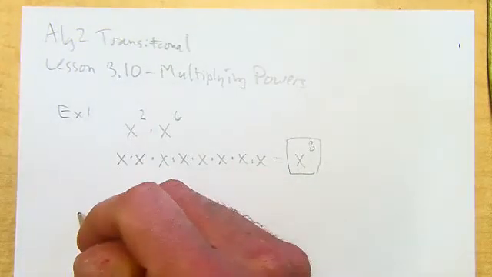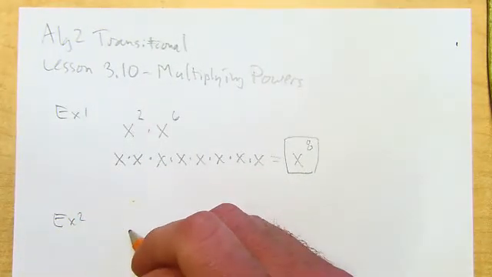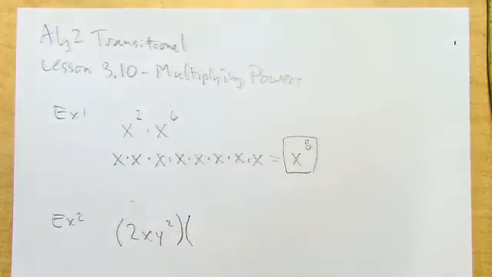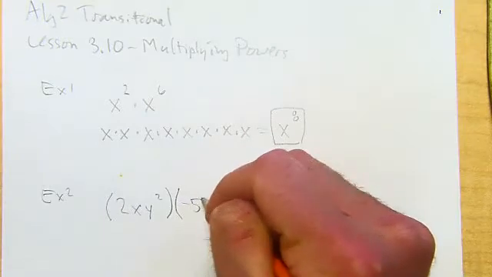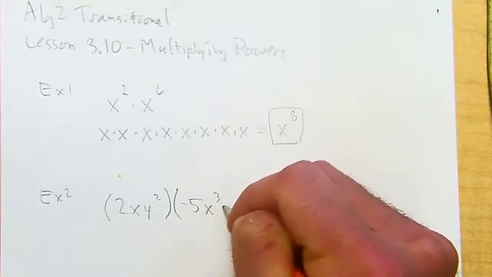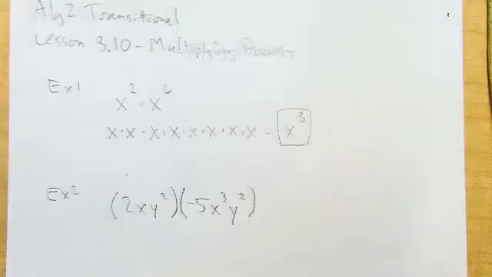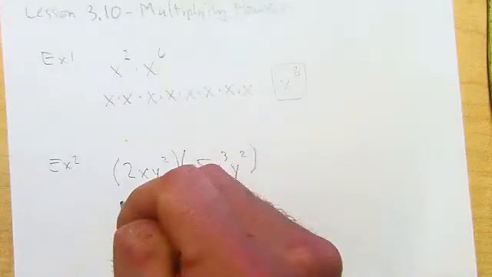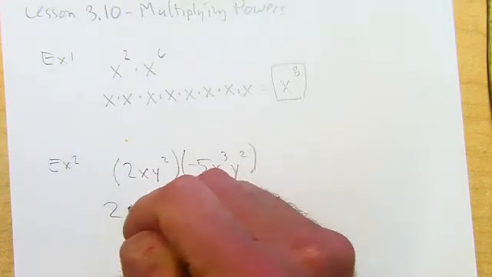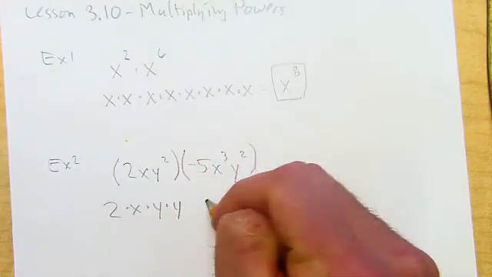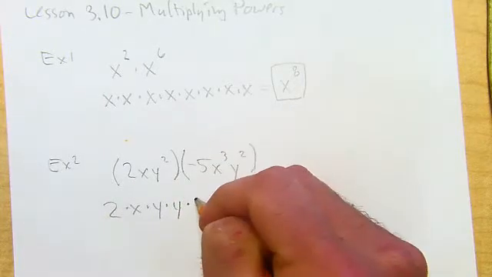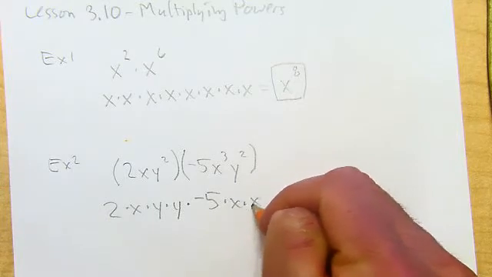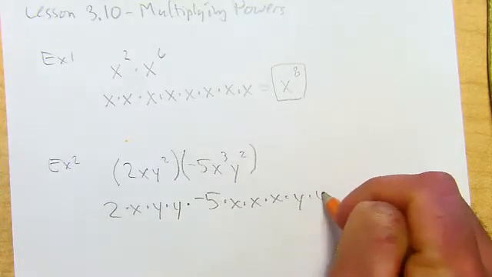Something a little more complicated, you might see something like this, where it's like 2xy squared, and then another expression, let's say negative 5, x to the 3rd, y squared. Okay, I'd like you to expand them out again, just to show your understanding on this. So this is 2x, it's all times y times y. The parentheses actually don't matter here because everything's multiplied. So now we're talking negative 5 times x times x times x times y times y.